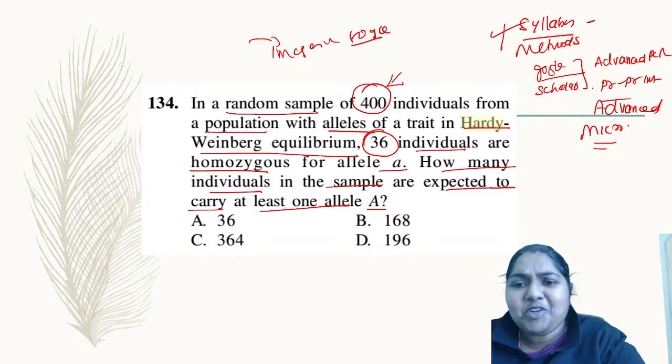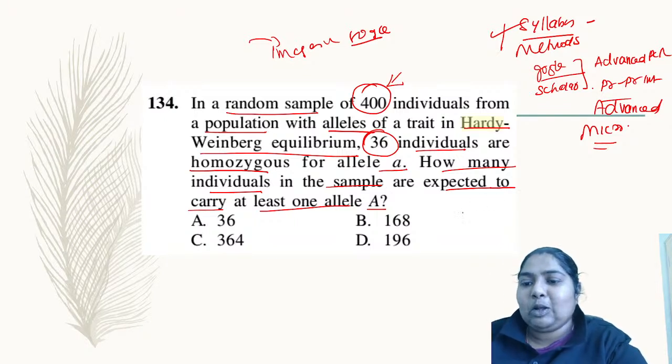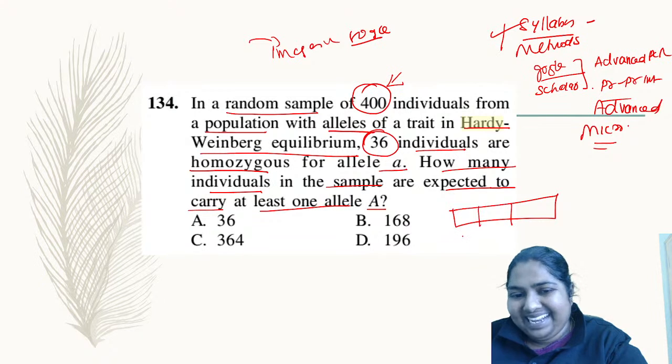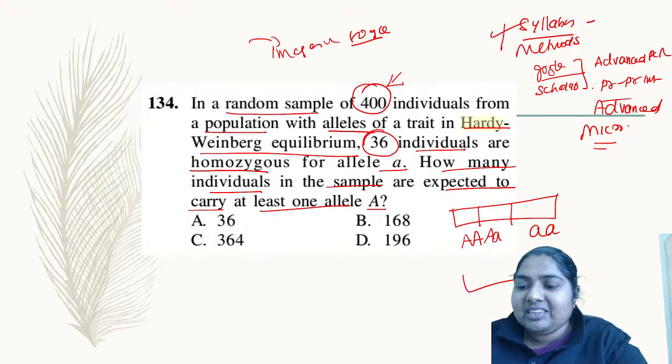Good. How will you find this? Simple logic. This is going to be 3 parts. One is capital A capital A, other is capital A small a, other is small a small a. Now you know the total number is 400. You know this is going to be 36. At least one means these two.